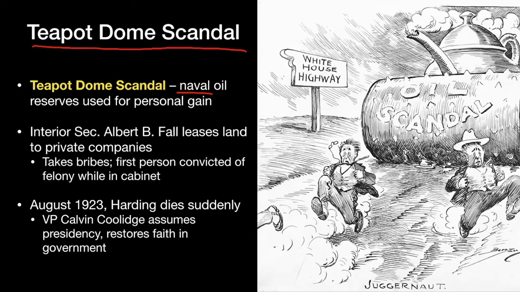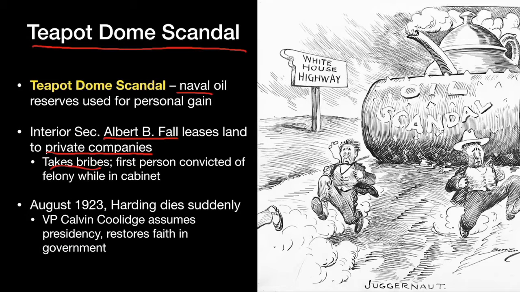So what ends up happening is you've got the Interior Secretary, Albert B. Fall. He takes that land that is specifically set aside for the Navy, and he leases it out to private companies. Okay? So essentially what he does is he is selling this oil and making the money for himself. Okay? He had been taking bribes, and he was the first person that got caught throughout this whole thing. He certainly would not be the last.